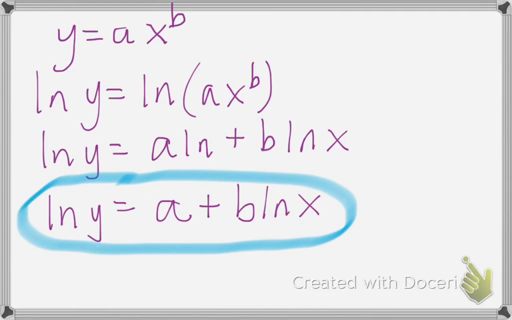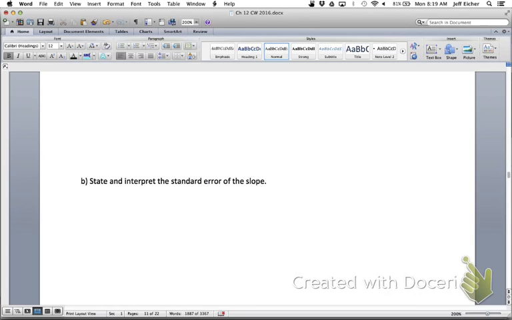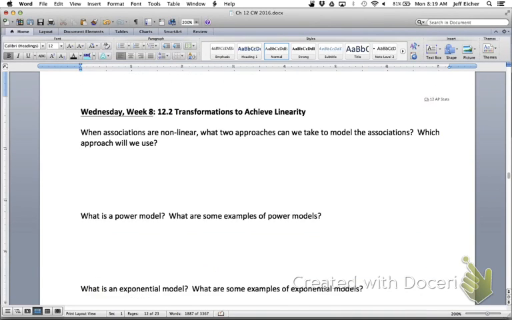So anytime you see two logs, one on each side, or two natural logs, one on each side, that tells you, oh, this is a power model. Power model. So let's begin and look at what in the world we have to be able to do with all this information on the AP exam. So let's go back to our class notes.